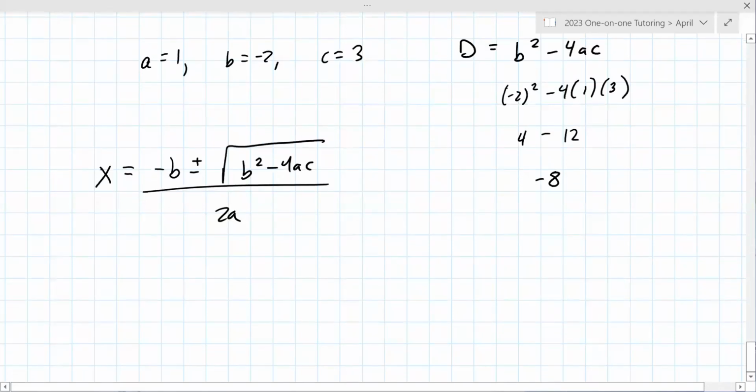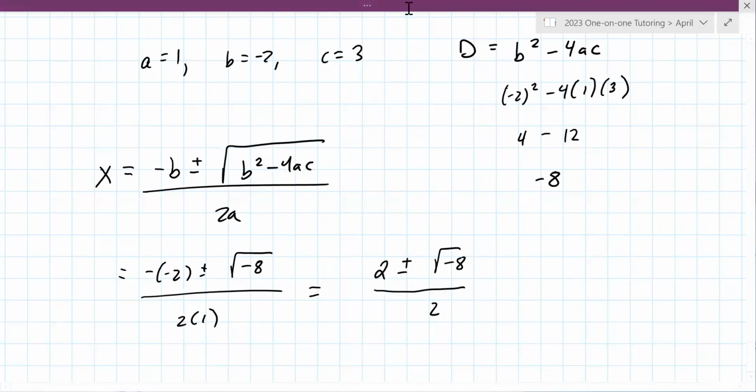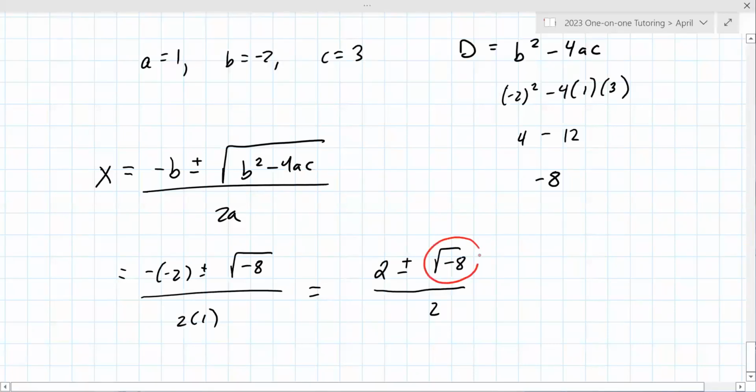All right, so here's how we proceed. It's -2 plus or minus, you just told me it's the square root of -8 over 2 times 1. So again, just putting those values of a, b, and c in the equation. You already did the discriminant for us, and I put in the b value and the a value there. Right. Is that okay? Yeah. So this is 2 plus or minus the square root of -8 over 2. This is the first problem we've seen like this, but now we have to figure out what to do with this. Okay, I'm just going to write it off to the side here.